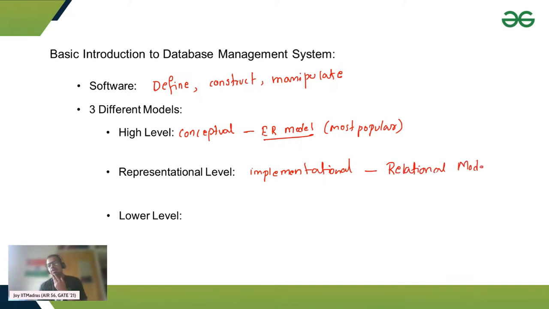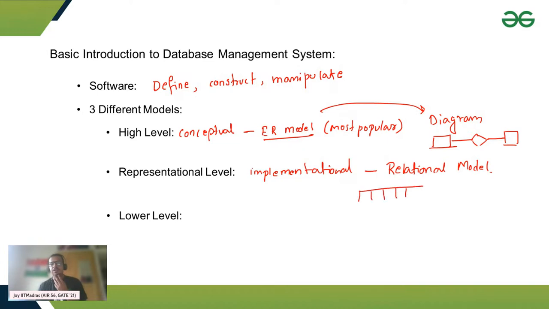Relational model. So what is the basic difference between the ER model and the relational model? The ER model is kind of a diagram which, at a very broad level, shows the different entities and the relationships between them, and diagrammatically it tries to establish all of these relationships. At the implementation level, in the relational model, we'll be looking at tables. We'll have columns and rows, so different tables will be there.